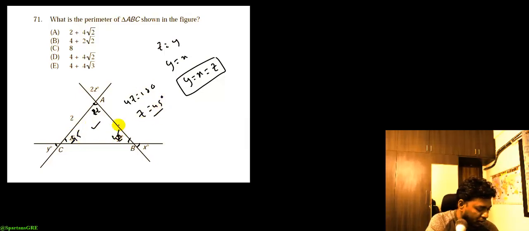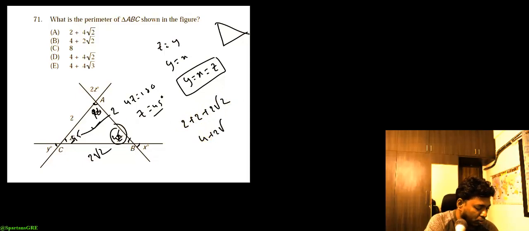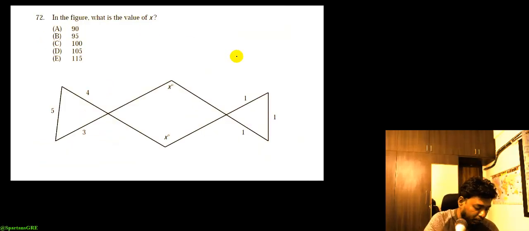This is 45, this is 45, this is 90. That means you got a right angle isosceles triangle, right? So the side opposite to 45 is given as 2. So this side also will be 2 because this is opposite to 45. Now the side opposite to 90 will be 2 root 2. Now what is the perimeter? Perimeter will be 2 plus 2 plus 2 root 2. So that will be 4 plus 2 root 2. So your answer will be option B. Right? So let's move on to our next question.